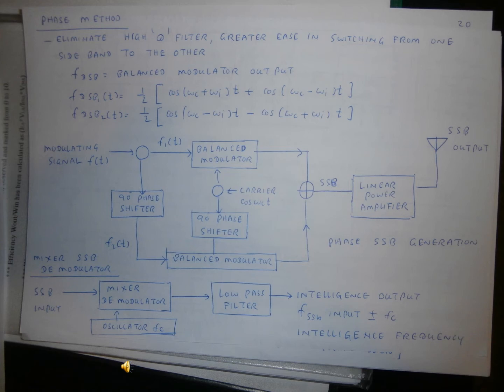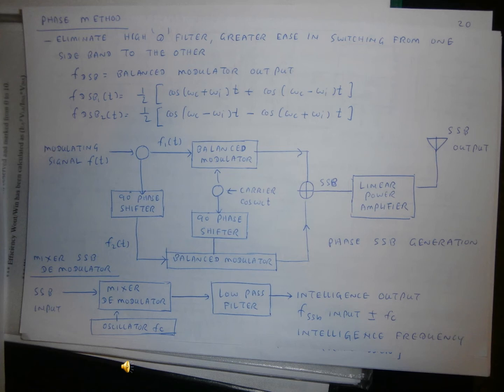The outputs of the two balanced modulators are combined at a point and the single sideband frequency comes out. This single sideband signal passes through the linear power amplifier, and finally the single sideband output comes out. So this is the block diagram of single sideband generation.